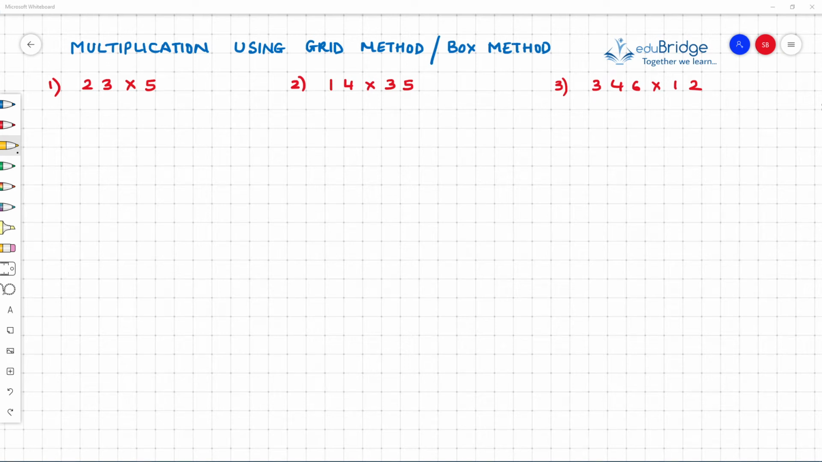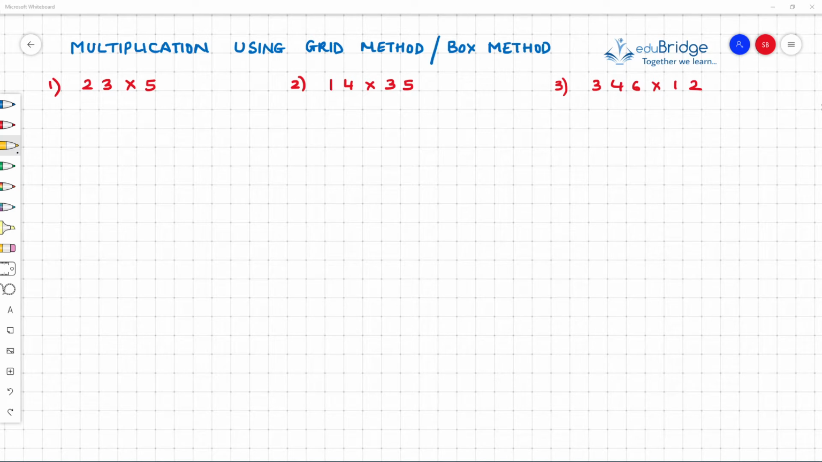Hello everyone. Let's learn about multiplication using the grid or the box method. Now, as the name suggests, we need to multiply the numbers by constructing a grid or a box. So, how do we do that?